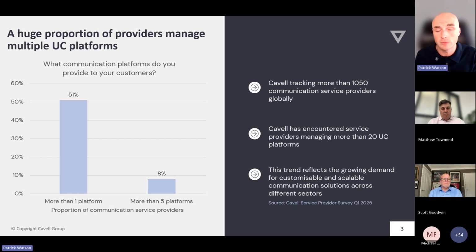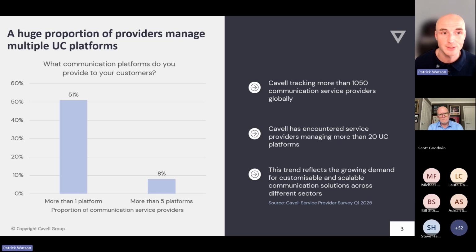And as I said, that can be intentional, and very often is in order to cater for customer demand. But in a lot of cases, as you can see, nearly 8% of those providers run more than 5 platforms. And in some cases, and I know both Matt and Scott will come onto this shortly, we've encountered providers who are managing more than 20 different platforms, and that causes a range of potential issues.